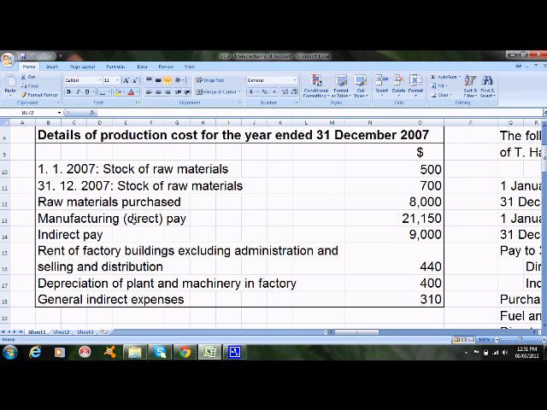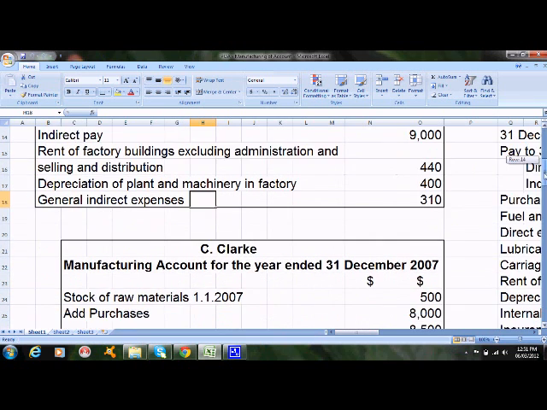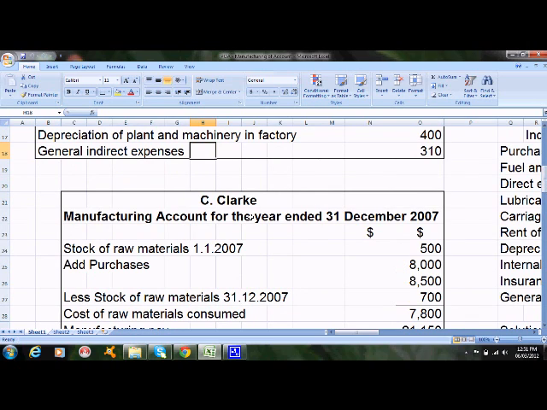Manufacturing direct pay $21,150, and rent of factory buildings excluding administration and selling and distribution $440. Depreciation of plant and machinery in factory $400, and general indirect expenses $310. Now we are going to show you how the manufacturing account for C. Clark would be written up.